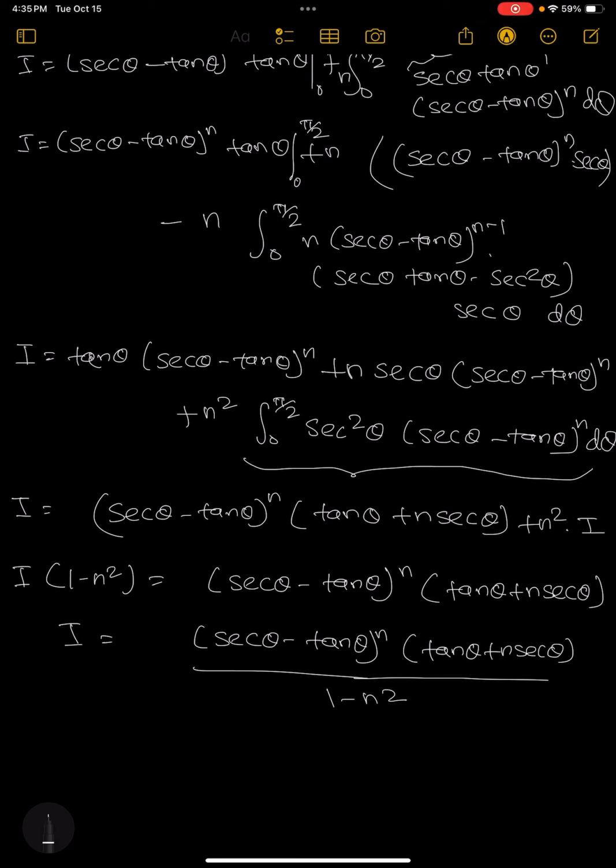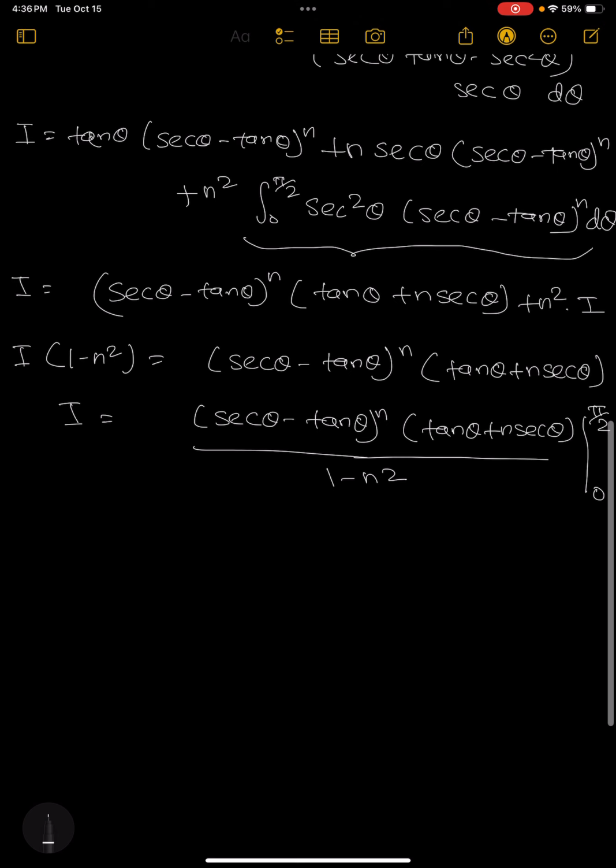Now I will evaluate this integral. This is basically our indefinite integral, and we can also evaluate the indefinite integral at last. Yeah, that won't be a problem actually. So now let's evaluate this from 0 to pi by 2.